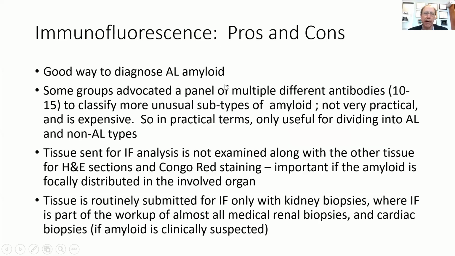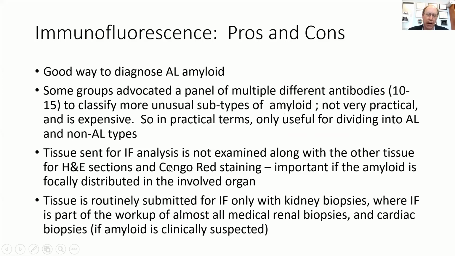There are some pros and cons about immunofluorescence. It's a good way to diagnose AL amyloid. But not other types, obviously. And some groups advocated a panel of 10 or 15 of these different antibodies to try to classify these more unusual subtypes. Unfortunately, as that list has grown, this isn't really very practical.